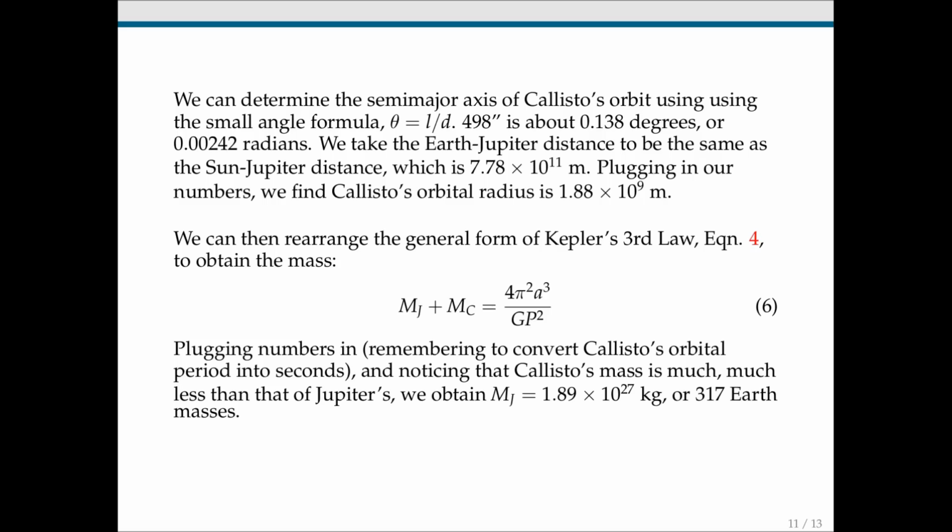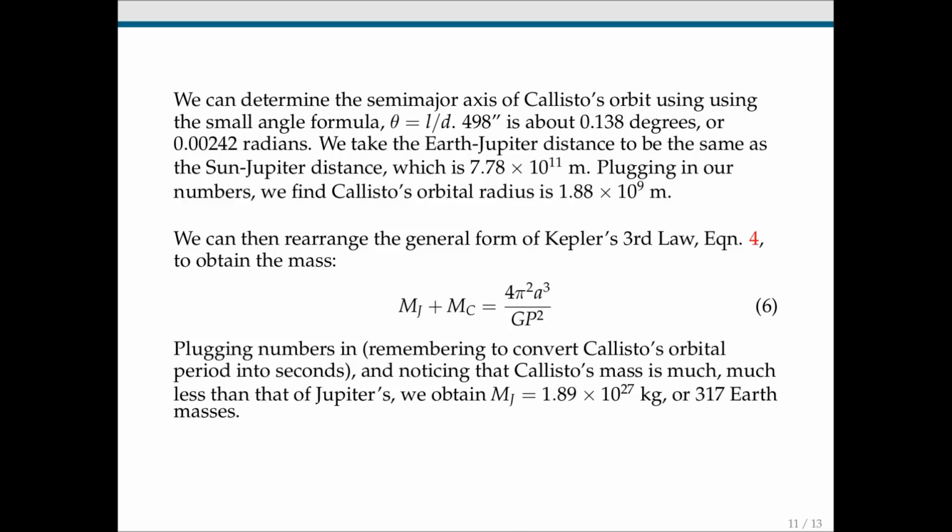Now we know from Kepler's third law that if we knew the semi-major axis of Callisto's orbit and its period, we could figure out the mass of Jupiter. The question above gave us the semi-major axis of the orbit in arcseconds, so first we need to convert that into a physical length. And we can do that using the small angle formula, which is theta, the angular length of Callisto's semi-major axis, is equal to L, the physical length, divided by d, the distance between Earth and Jupiter.